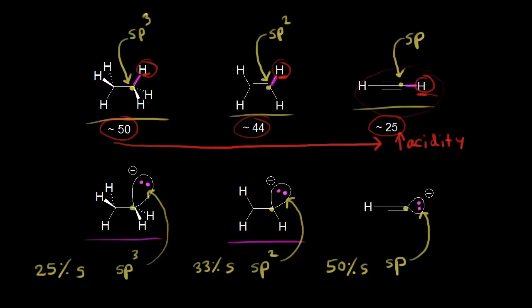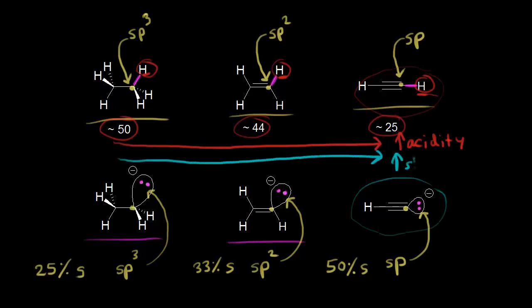If acetylene is the strongest acid, that must mean it has the most stable conjugate base. So this conjugate base to acetylene must be the most stable out of these three. So as we move to the right, we are increasing in stability of the conjugate base. So how do we explain the increased stability of the conjugate base in terms of hybridization? Well, let's look at the hybrid orbitals that we were talking about here.